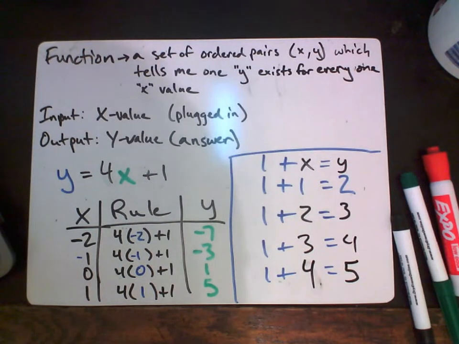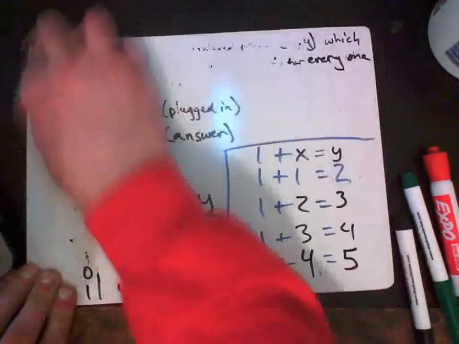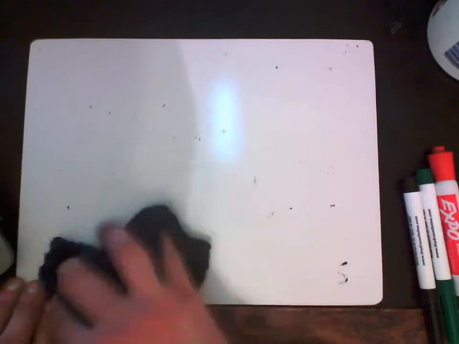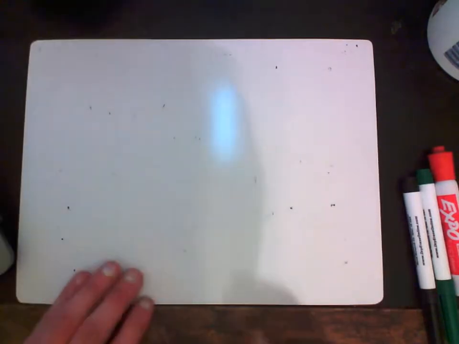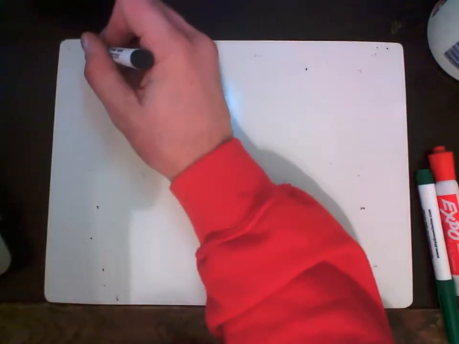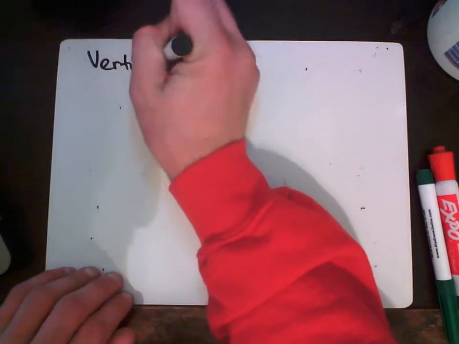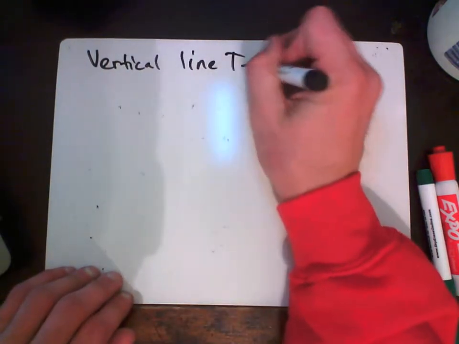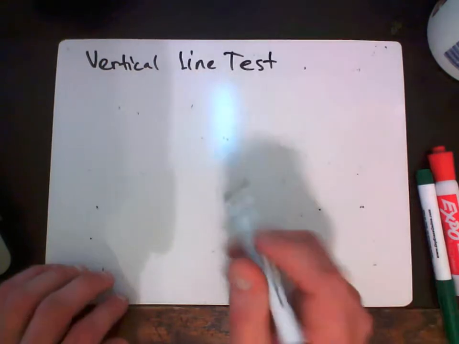And on that note right there, we're going to work on something called the vertical line test. What the vertical line test is, is that it shows me if a graph or a set of data is a function or not, if it has one y for every one x. So I'll write that down for you. Vertical line test. This is going to get used all throughout your mathematics.